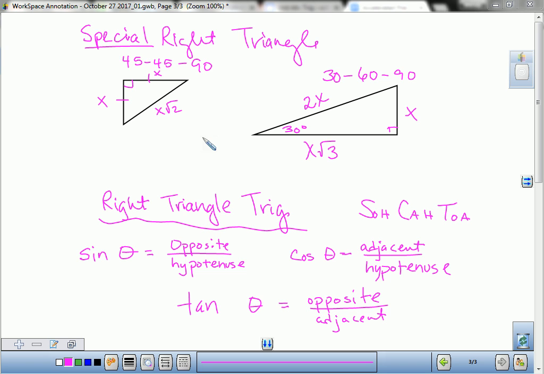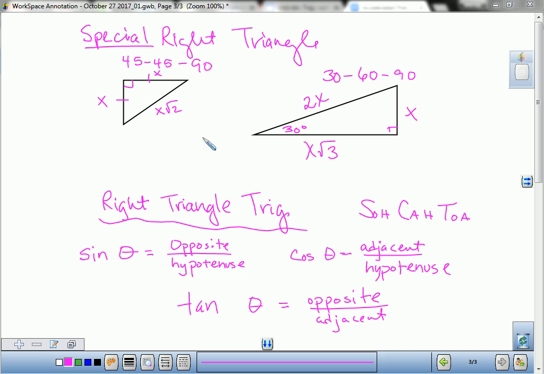With the 30, 60, 90, we like to start with a short leg, and we call that short leg x. To find the hypotenuse, we would double that. And to find the long leg, we would take that short leg and multiply times the square root of 3. The short leg is obviously across from the smallest angle, which in a 30, 60, 90 is the 30-degree angle. So the short leg is always across from the 30-degree angle.